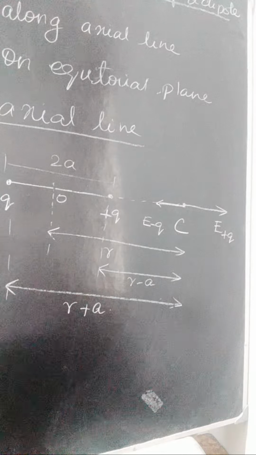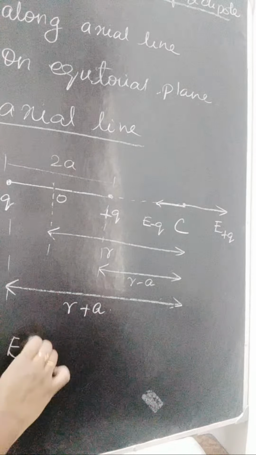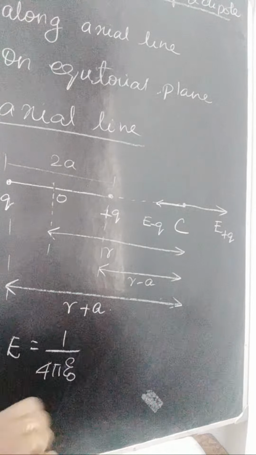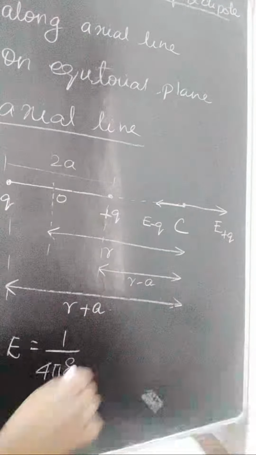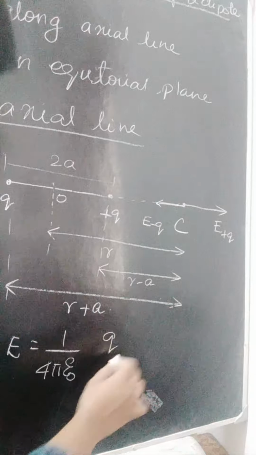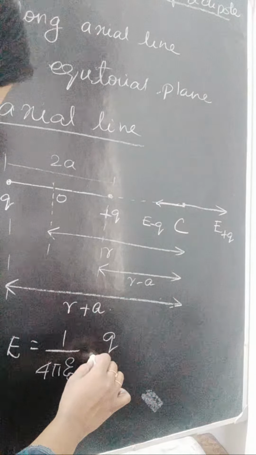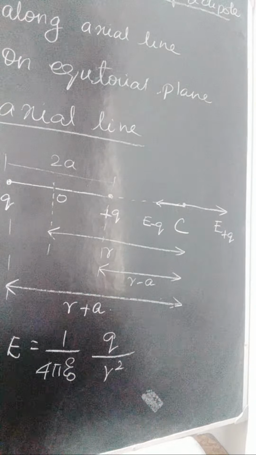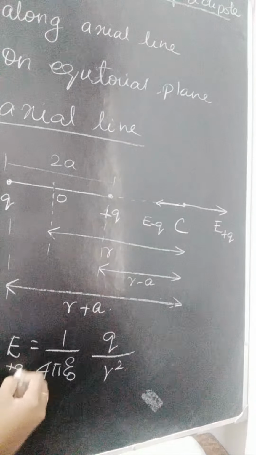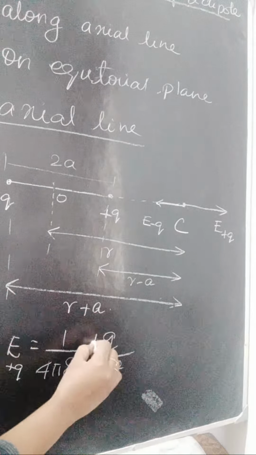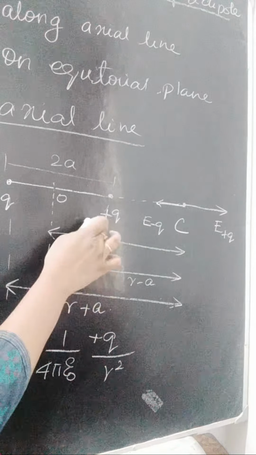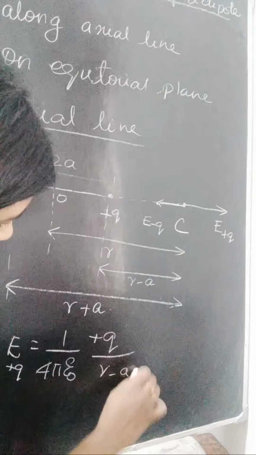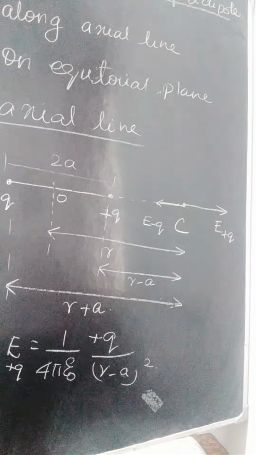The general formula for electric field is E equals 1 by 4 pi epsilon naught Q by R square, right? If it is for positive Q, shall I write 1 by 4 pi epsilon naught positive Q divided by R minus A the whole square, since plus Q is located at the distance R minus A? Shall I?